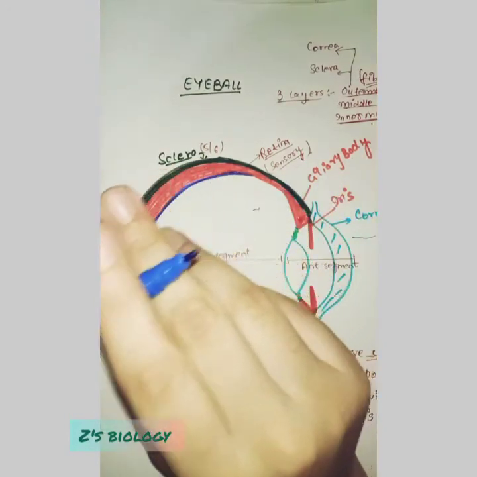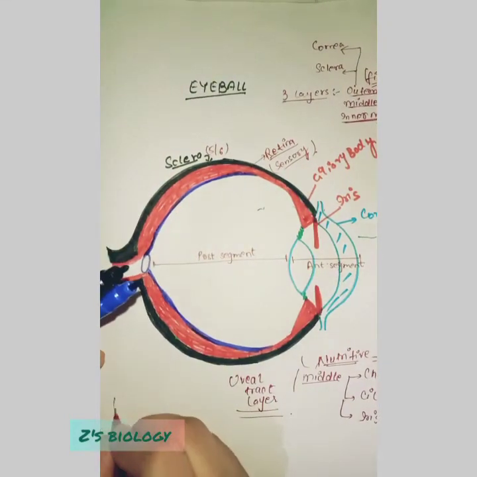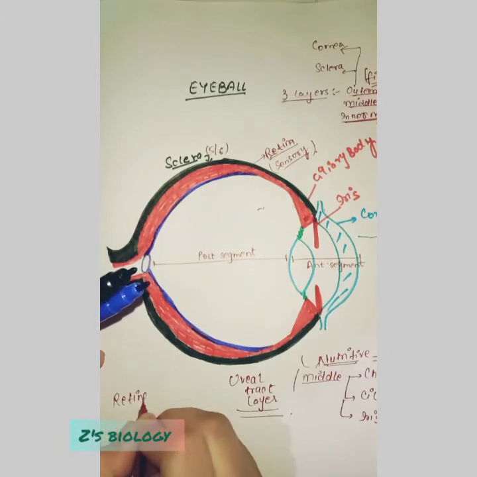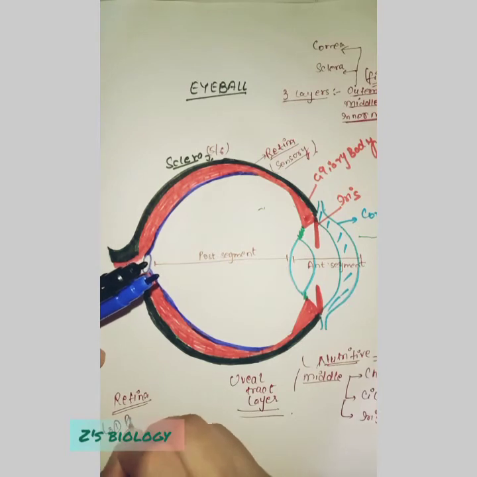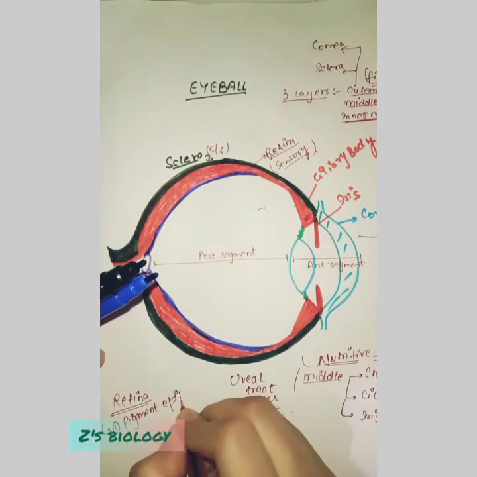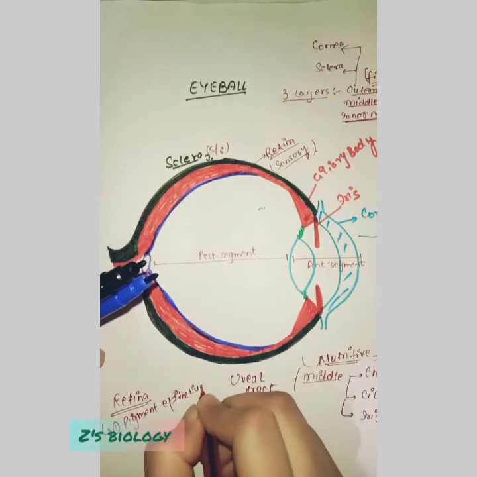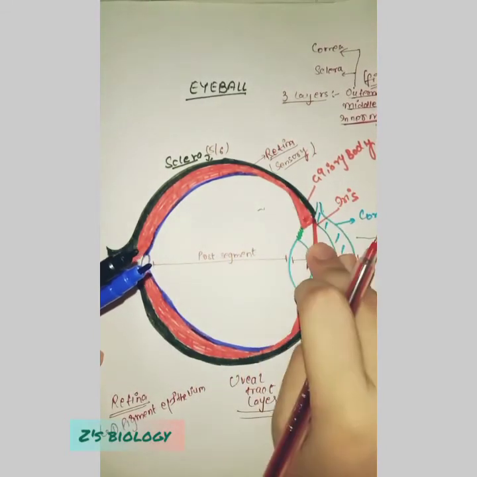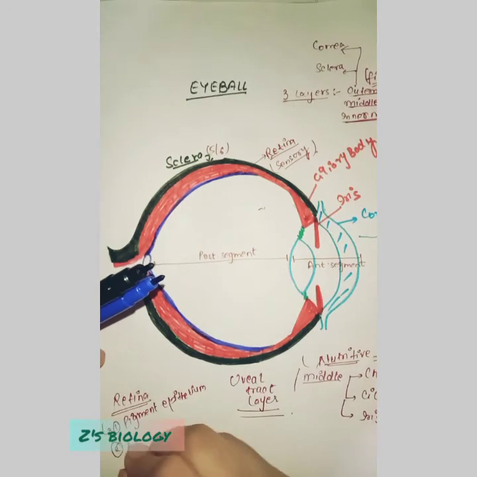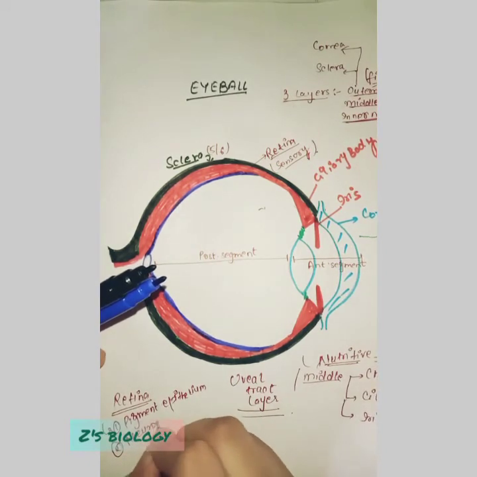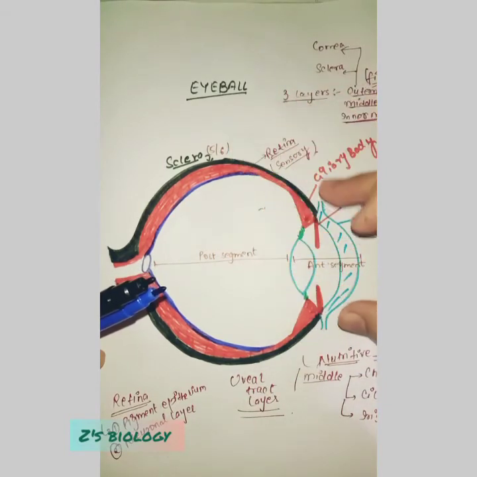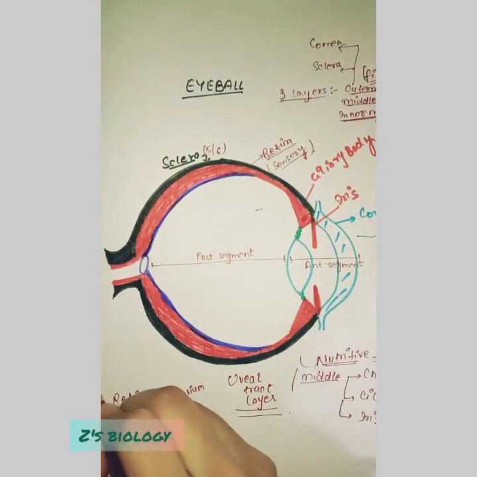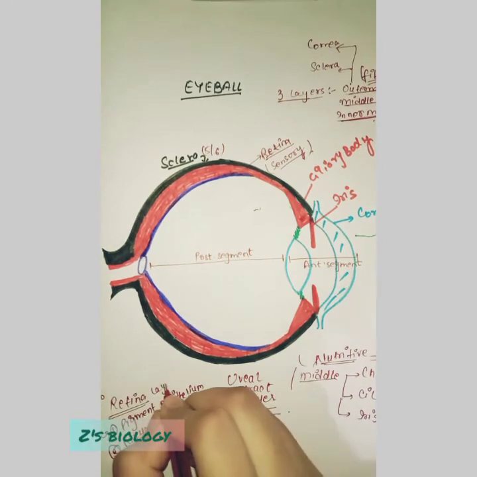Actually, the retina is composed of two layers. Number one is the pigment epithelium layer. The pigment epithelium extends till the iris, whereas the second layer, the neuronal layer of the retina, does not extend till the iris. So these are the two retinal layers.